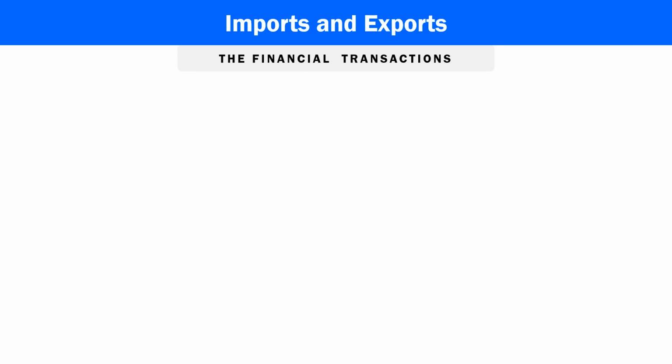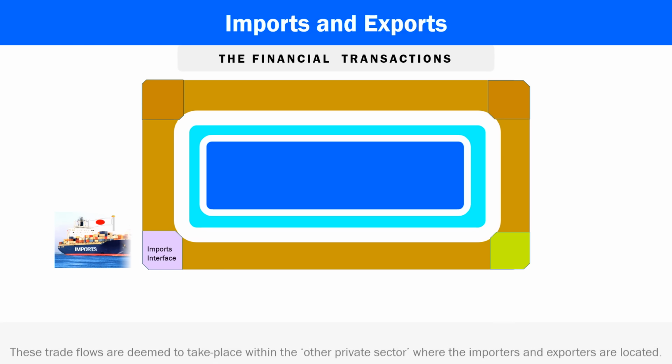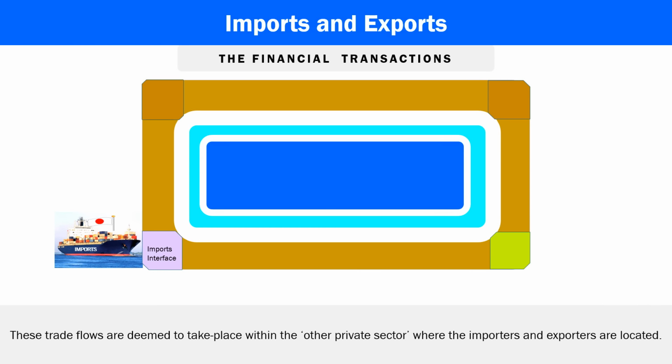Imports and exports transactions. Here we display actual imports arriving at the interface at the lower left-hand corner. In this example, the imported screens arrive by ship, as can be seen by the container ship and the animated mauve arrow. Payments for these imports are shown as the green arrow leaving the country through the imports interface.